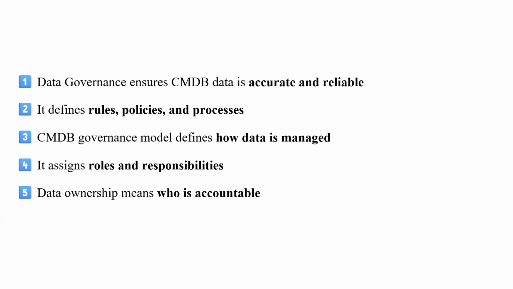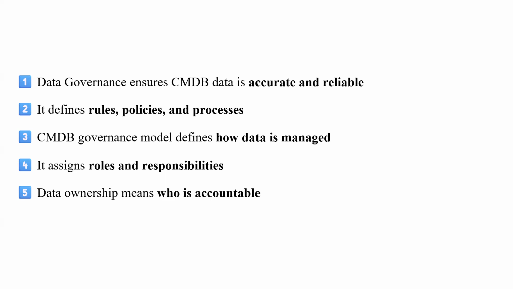Fourth one, it assigns roles and responsibilities. So data governance clearly defines who is responsible for managing the data. For example, data owner and data steward have different responsibilities. Next one, data ownership means who is accountable. Data ownership identifies who is finally responsible for the data. For example, an application manager can be the data owner of an application CI.